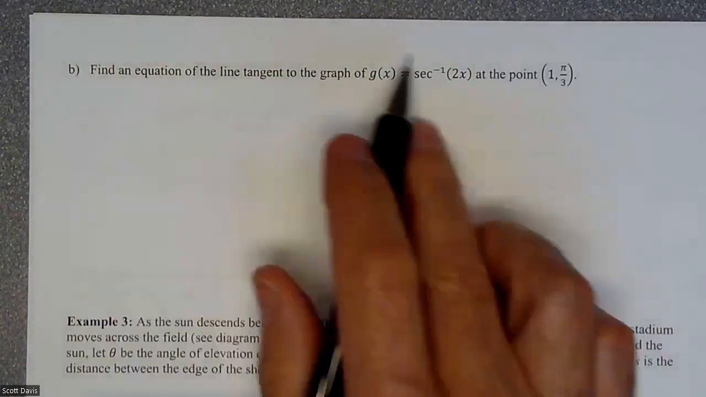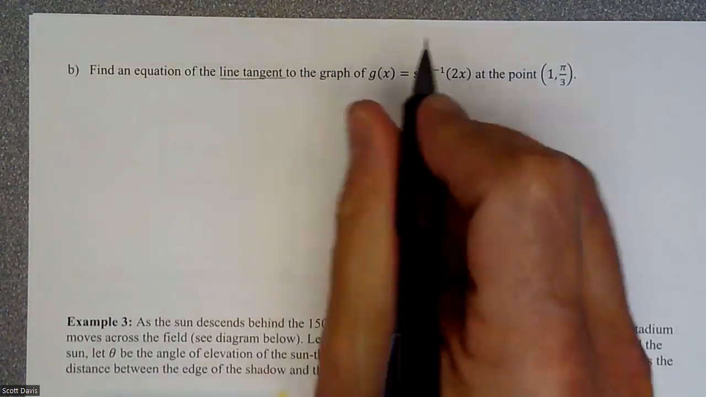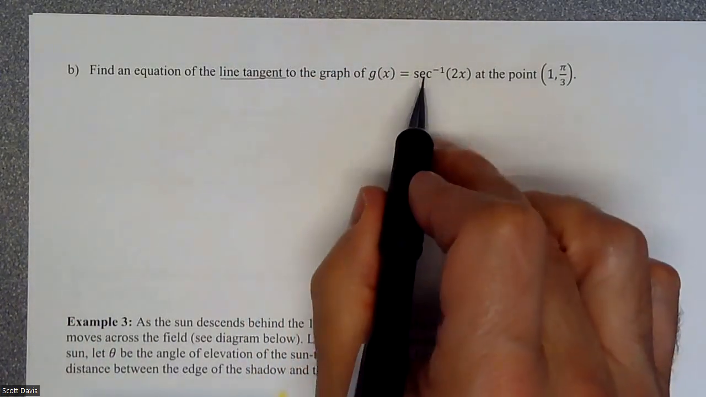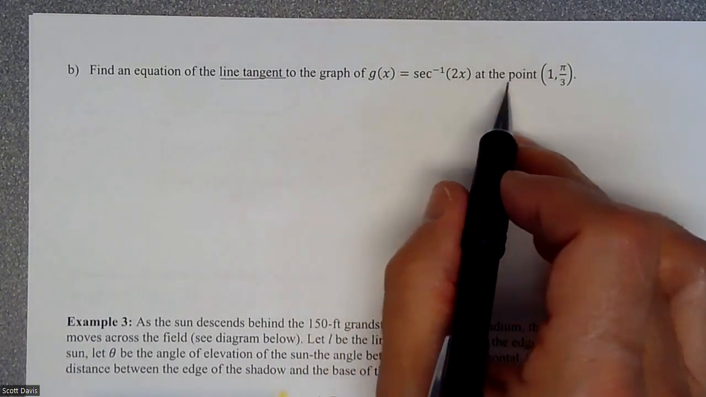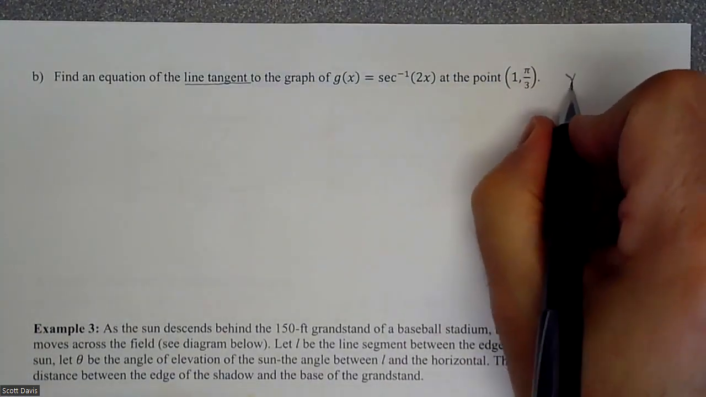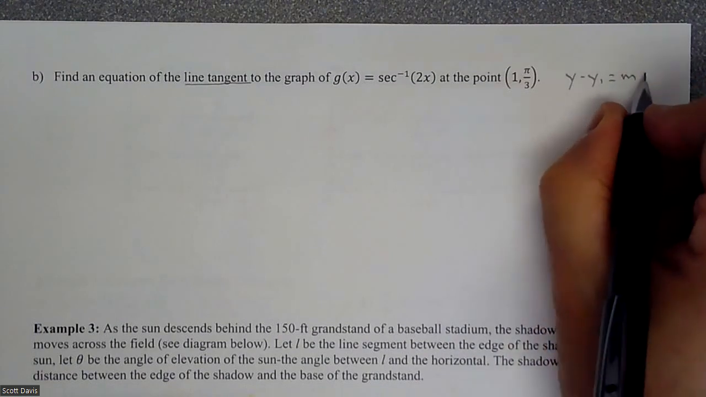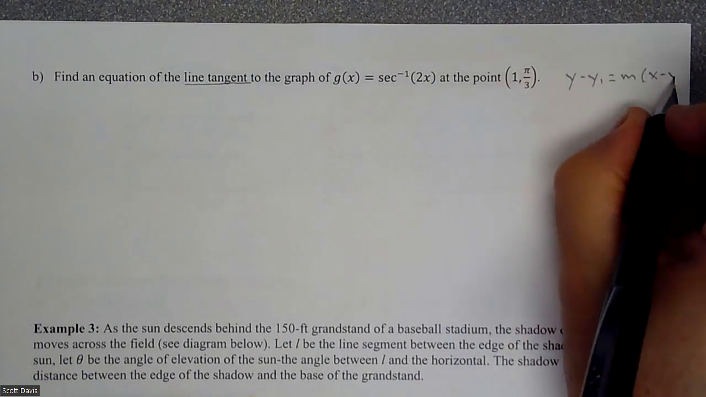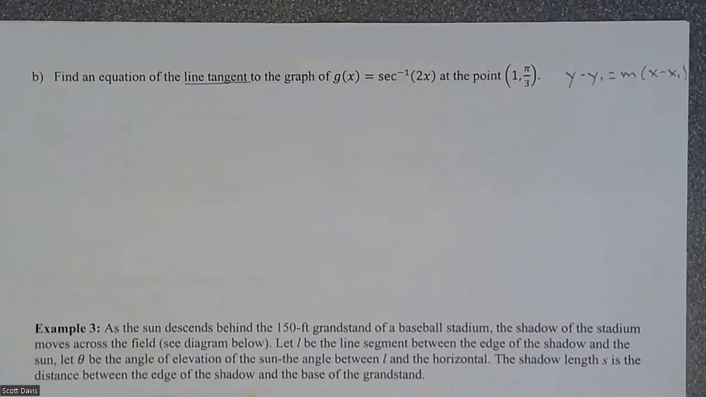In this example, we are going to be finding the equation of a line tangent to the graph of inverse secant of 2x at a particular point. So when we're doing this, at the end of the day, we are finding a tangent line, which means we're finding a linear equation. All right, so that's kind of the process that we've got going on.